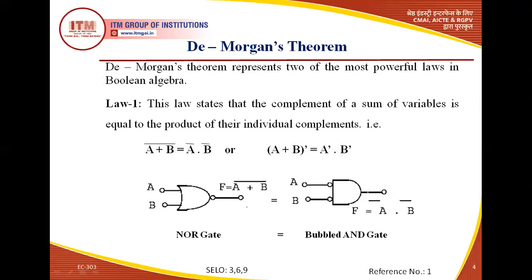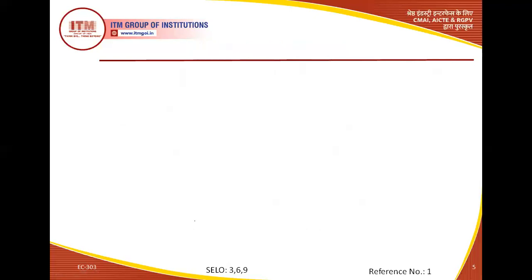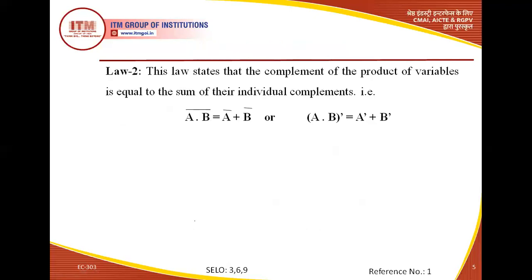And we can realize generally POS, product of sum, which we will discuss in a later video lecture. What is SOP and POS? So generally POS functions are realized with the help of NOR gate, in which bubbled AND gate will be replaced by NOR gate. Okay. Now we see the second law.